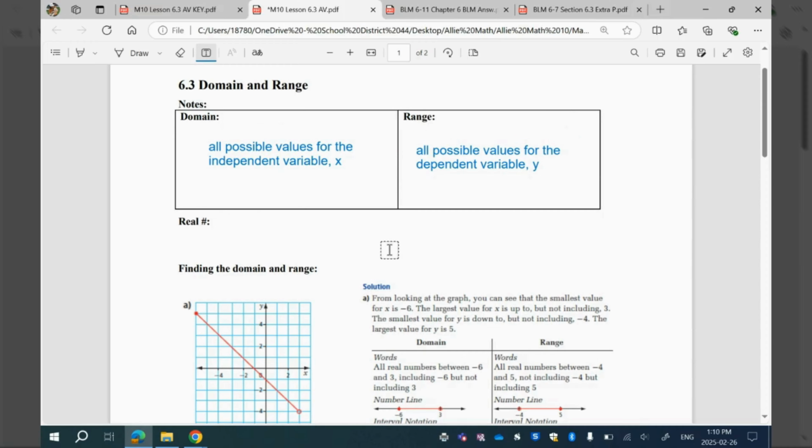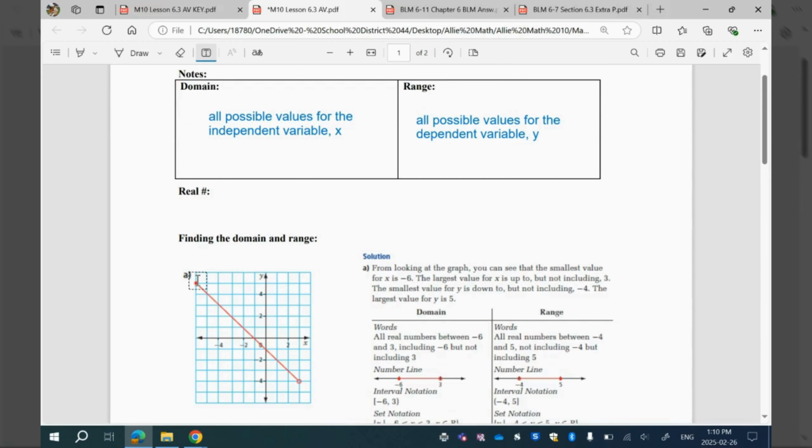And if you did the pet house project with me in grade 9, often we were restricting the domain and range to make our line longer or shorter. So we're determining what are all the possible values for our x's and what are all the possible values for our y's. And often we talk in terms of real numbers.